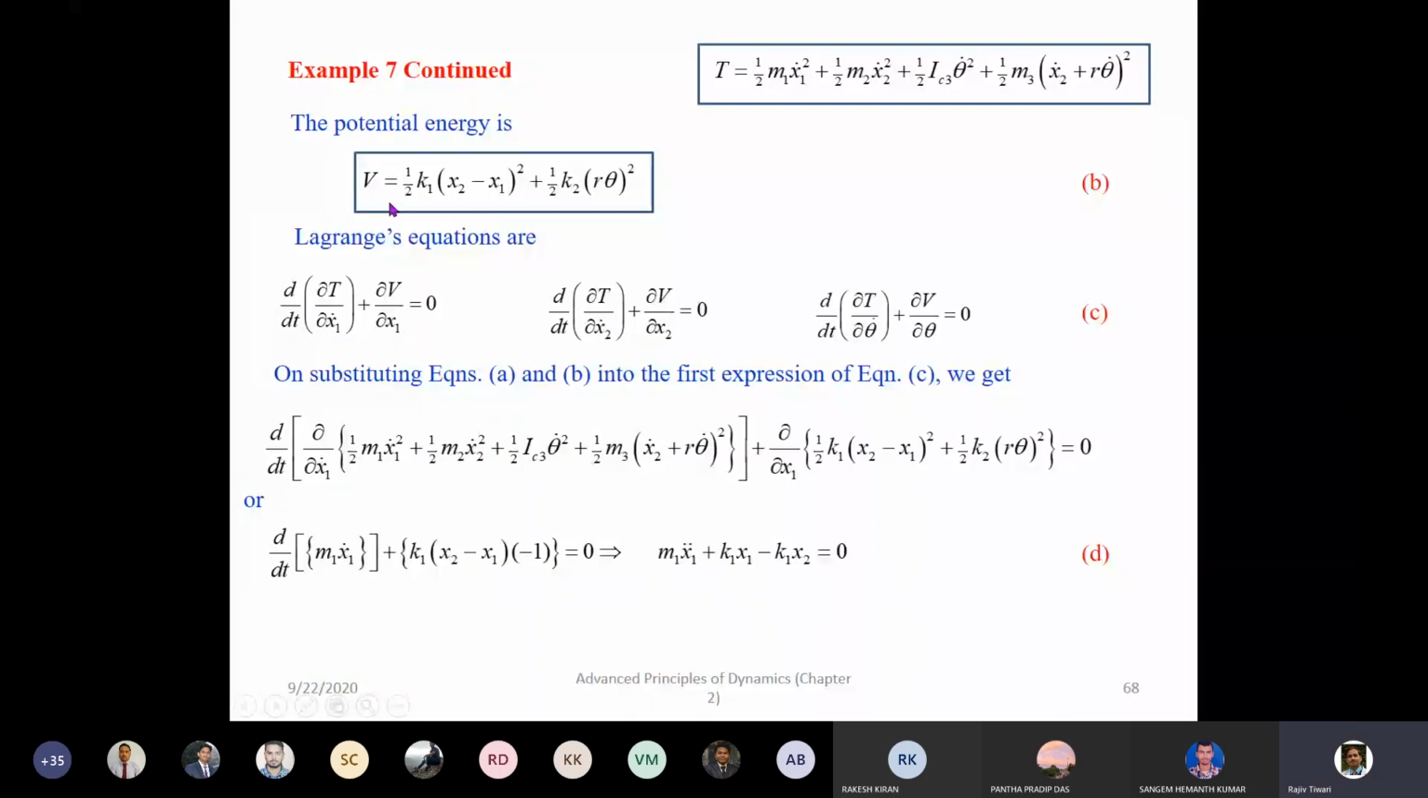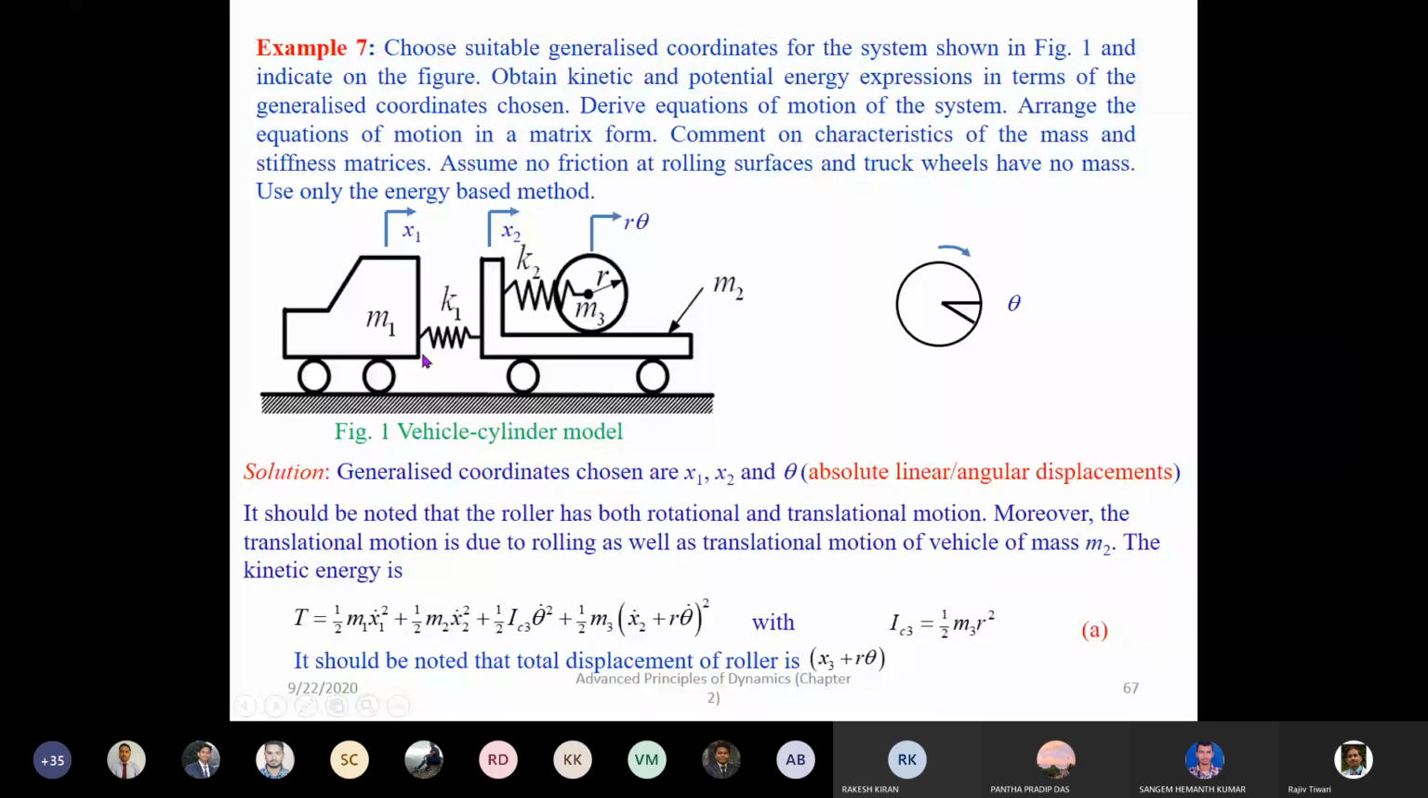So the potential energy. Potential energy can be there in the spring. The spring has relative displacement x2 minus x1.